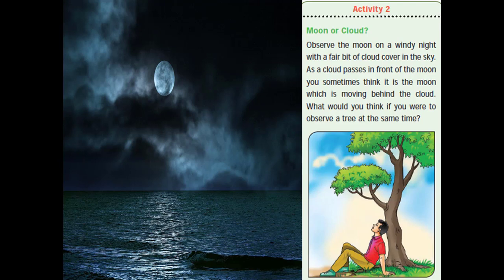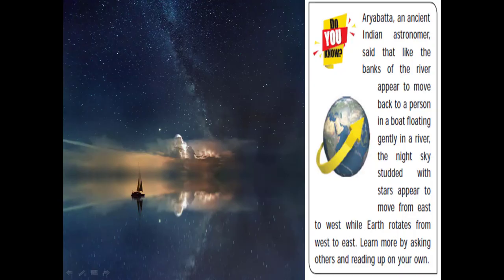Activity 2: Moon or cloud. Observe the moon on a windy night with a fair bit of cloud cover in the sky. As a cloud passes in front of the moon, you sometimes think it is the moon which is moving behind the cloud. What would you think if you were to observe a tree at the same time? So actually the moon is not moving, because the clouds are moving very fast. It seems that the moon is moving. When you turn around and see the tree, it is not moving. So this is the answer.